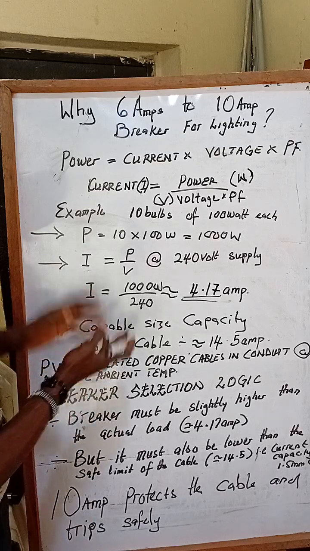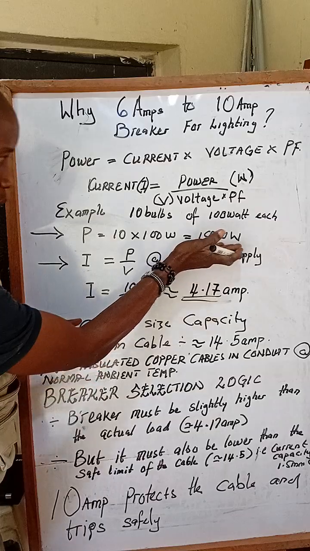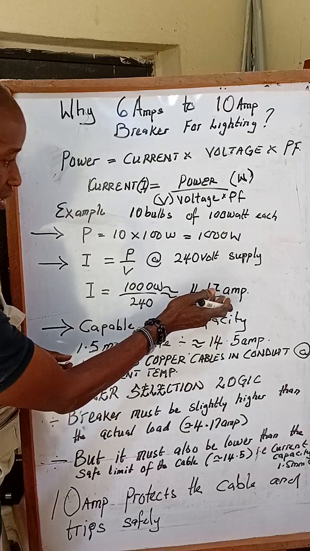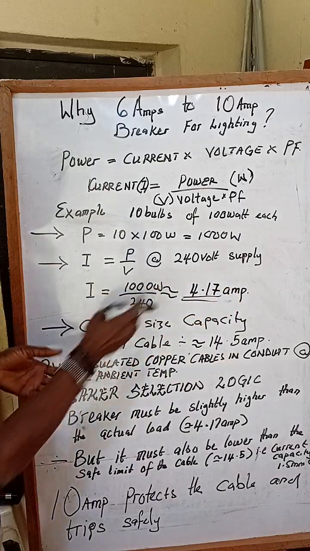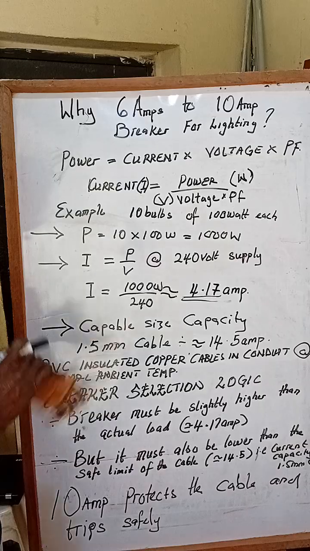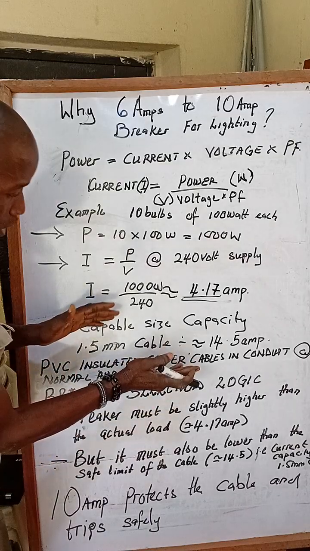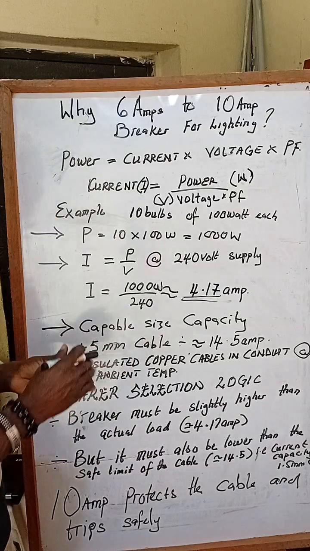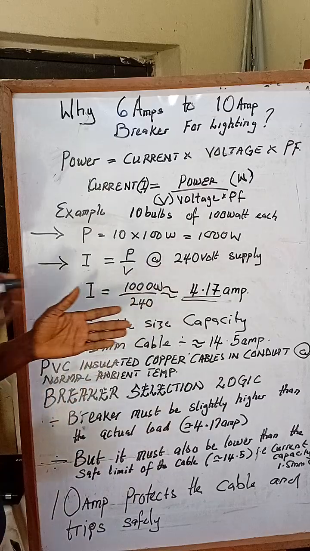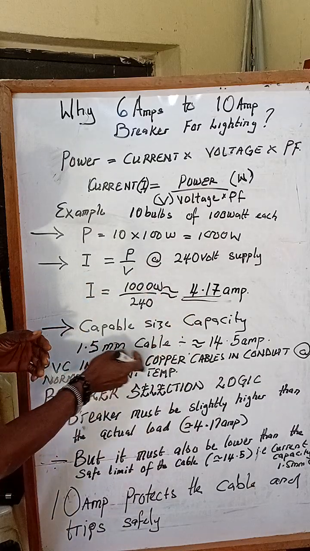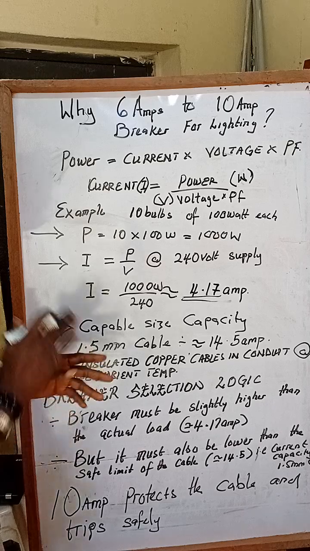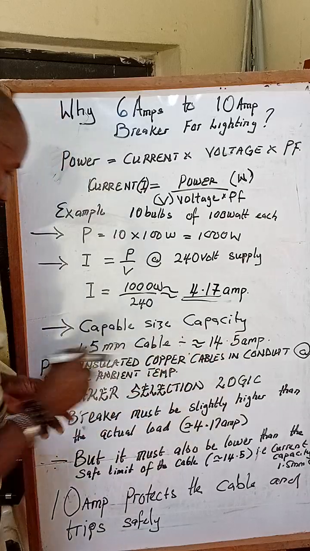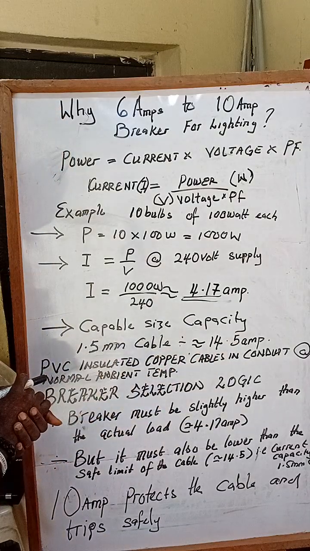Now, we have got the power, which is 1000 watts. We have got the current, which is 4.17 amps, that this 1000 watts can use for lighting. Now, the cable we want to use is 1.5 mm, and the current that can flow through the 1.5 mm without having any heat or damage is 14.5 amps at ambient temperature.